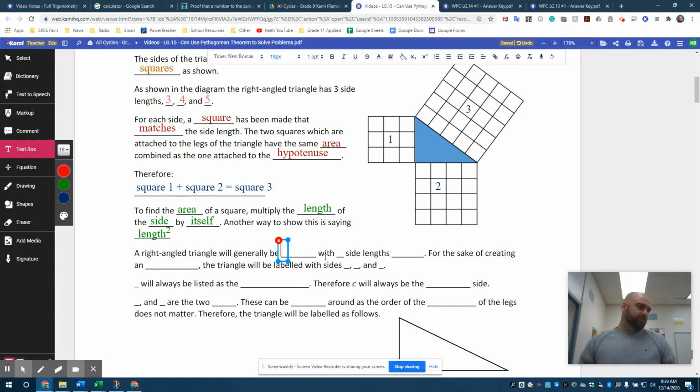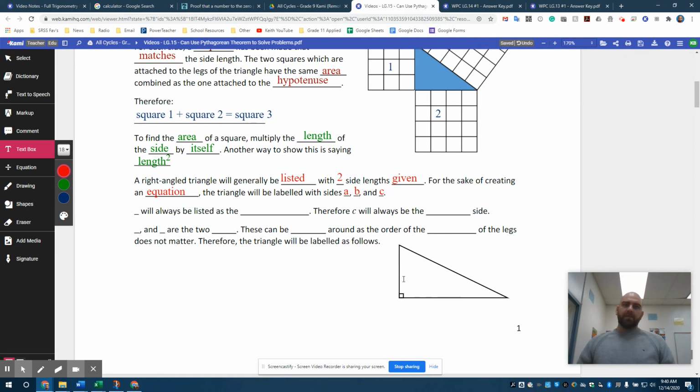A right angle triangle. Let's put that off to the side; we're going to go back to our triangles here. A right angle triangle will generally be listed with 2 side lengths given. And for the sake of creating an equation for this, the triangle is going to be labeled with sides A, B, and C. Those are going to be our 3 lengths that we're going to be using.